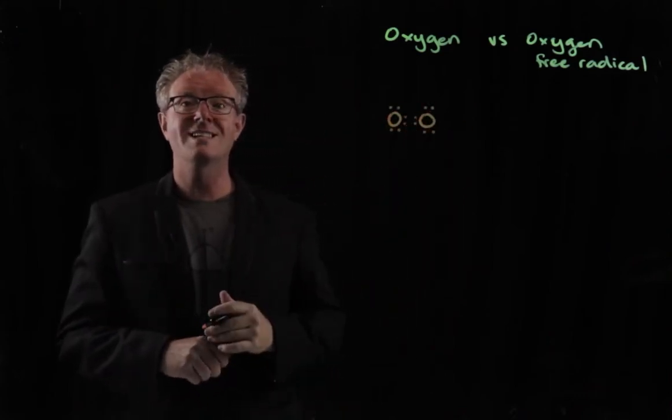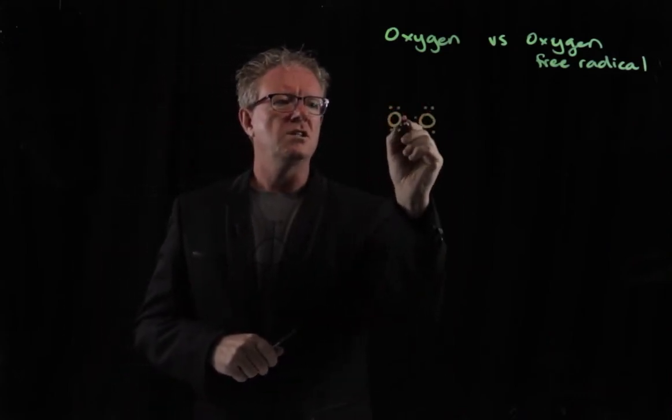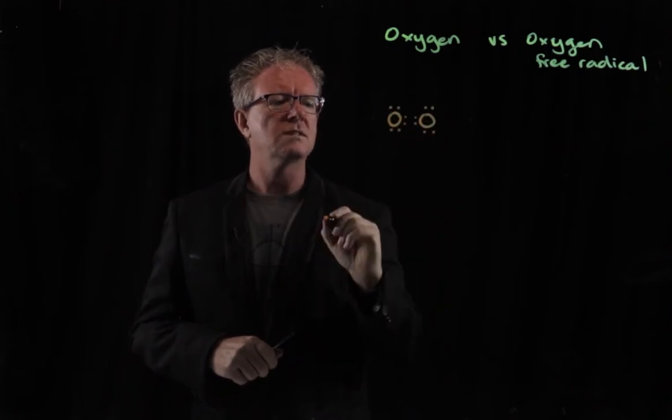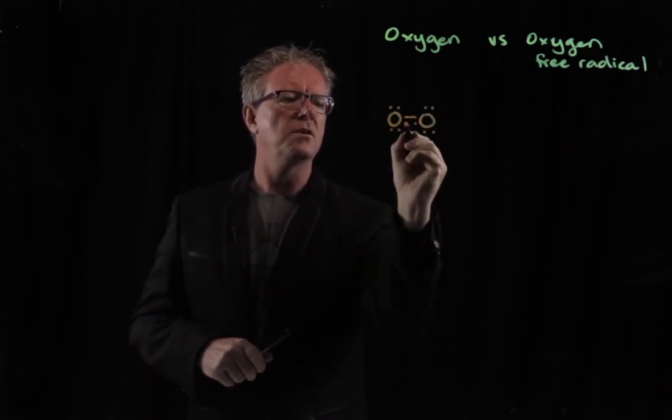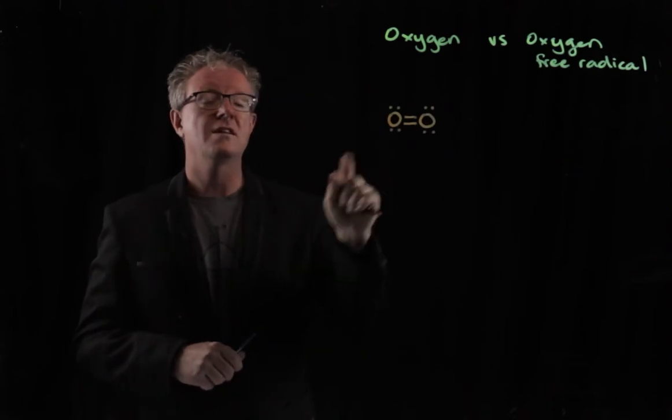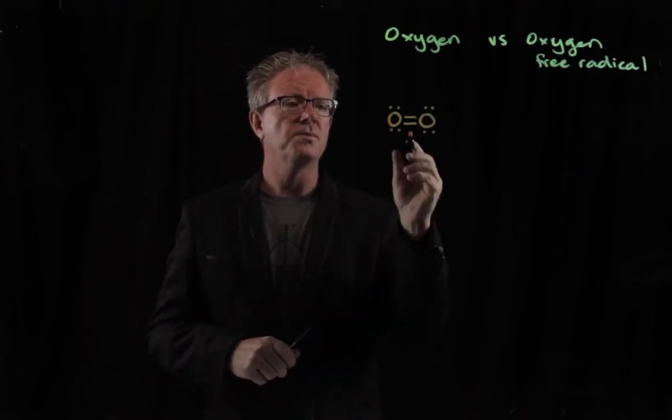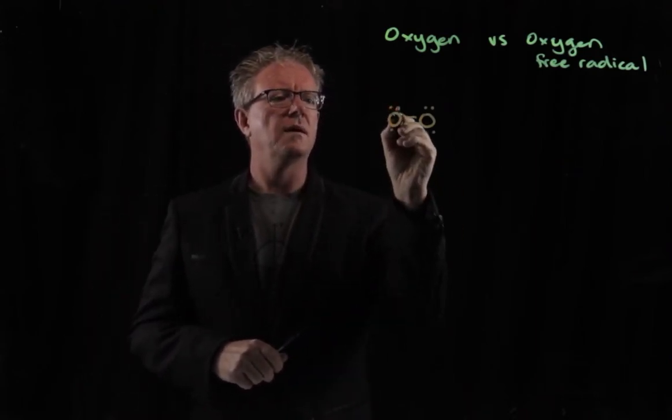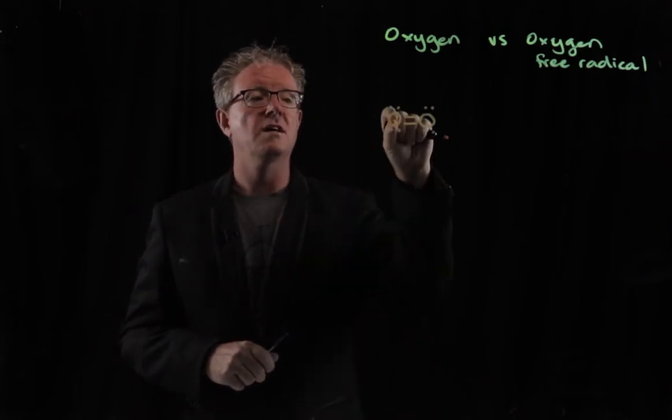Okay, so oxygen's got 6 valence electrons. So each atom here's got 2, 4, 6, 2, 4, 6. But then we have the formation of a double bond here. And so that is the oxygen molecule. All right, the two lone pairs of electrons are on opposite sides.